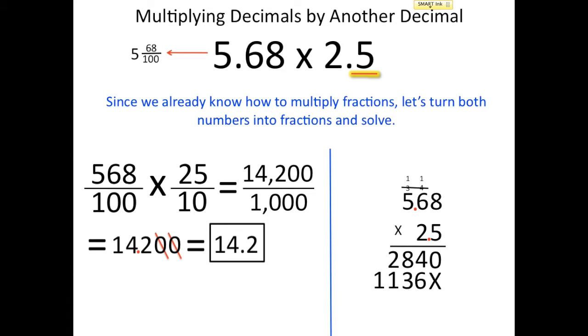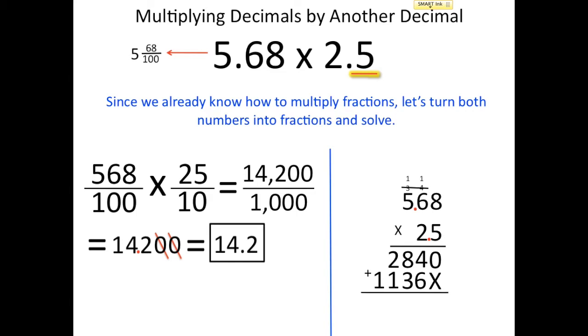Now this should look really familiar because we just solved this problem when we did fractions, because we had to multiply 568 times 25. Those are the two numbers in my numerator. Now, when I solve them here, remember, I'm ignoring the decimal place to start, so it ends up being the same work that we just showed.